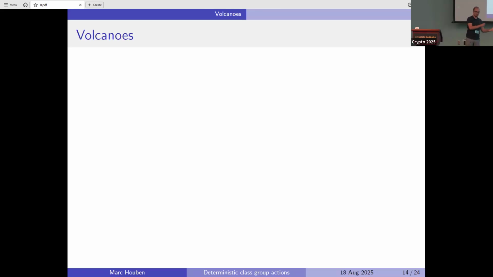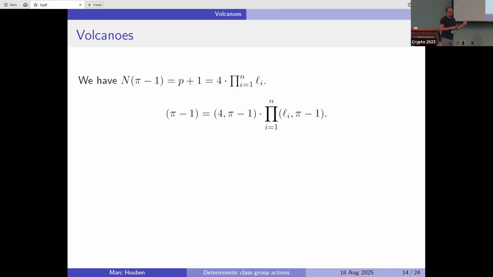So this has to do with the oddest of prime numbers, which is the number 2. So we had this factorization of p plus 1. And this turns out to be the norm of the endomorphism Frobenius minus 1. This corresponds to a factorization of the principal ideal generated by π minus 1 into a bunch of small norm ideals. The things on the right are the ideals we use in the class group action. The other one is kind of strange. There's this 4 here. I don't really like the 4.